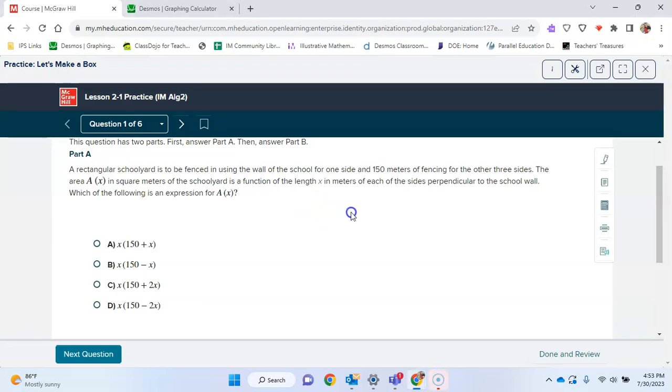Okay, let's draw the wall of the school. And then this would be 150 meters of fencing, these three walls. These two sides are X. So the fence would be 150 minus 2X.